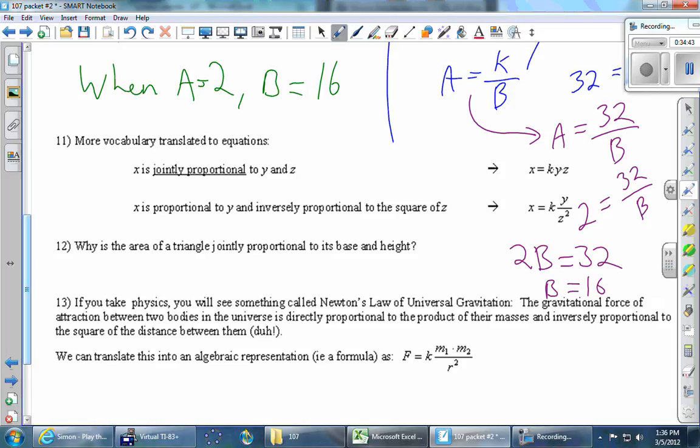That's direct, right? In direct proportionality, it was y equals k times x. Inverse, that's where you get the division. So jointly proportional just means direct proportional. You're going to multiply lots of things together. It just means there's more than one variable. So just multiply them all together. K times y times z.